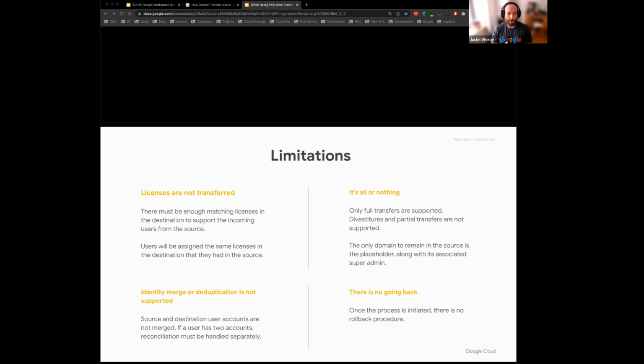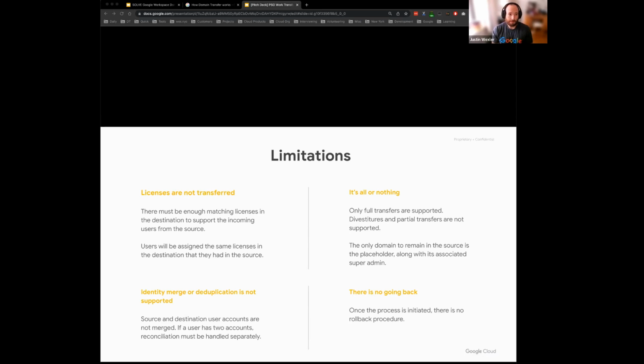Now, it's not all roses and butterflies. There are a couple of things to worry about, which are limitations of the product. The first, and the one that trips up the most people, or at least takes the most time because it sometimes involves multiple parties, is the licensing front. The tool does not move licenses. What we require is that there are enough matching licenses in the destination to support the incoming users from the source. That has to be set up prior to us hitting the go button and initiating the transfer. Users will be assigned the same license in the destination that they had in the source.